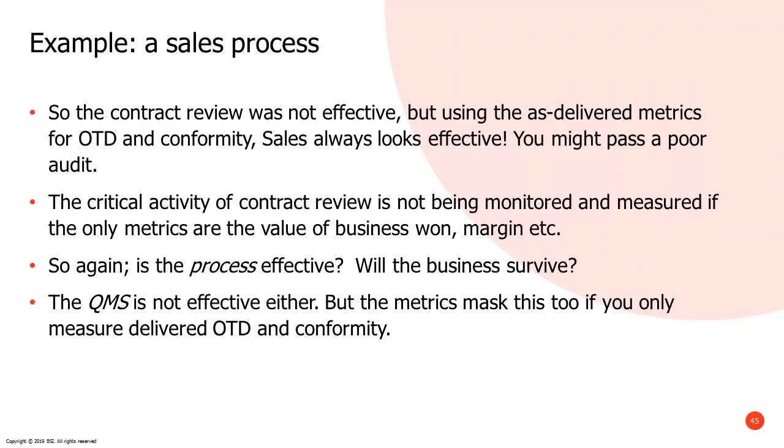So contract review is not effective, but using the as-delivered metrics for OTD and conformity, sales looks effective. They might be happily taking their bonus and going down the pub for a couple of orange whips because they've got an effective process, but actually it's hiding the truth. The critical activity of contract review is not being monitored and measured if you only measure the metrics as the value of the business won and the delivered metrics. So again, that business is not going to survive. It's not an effective QMS, not an effective process.